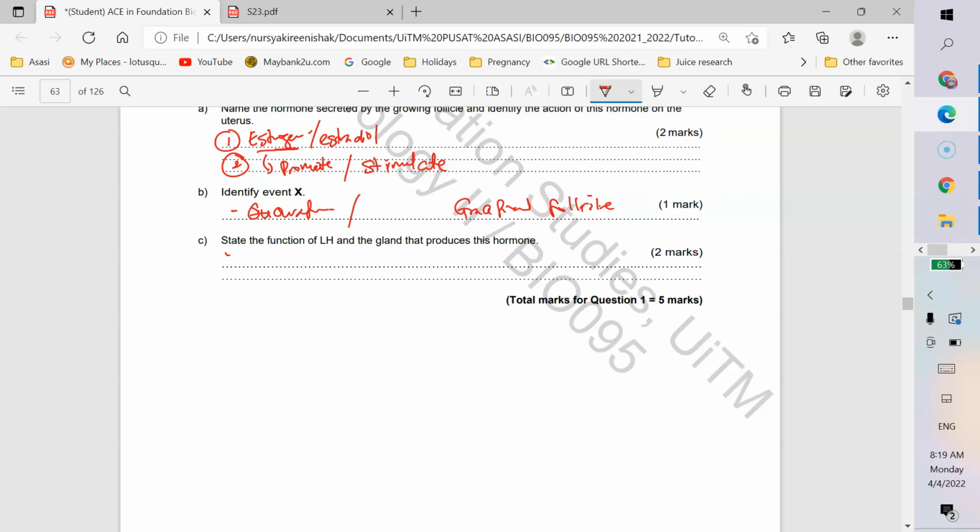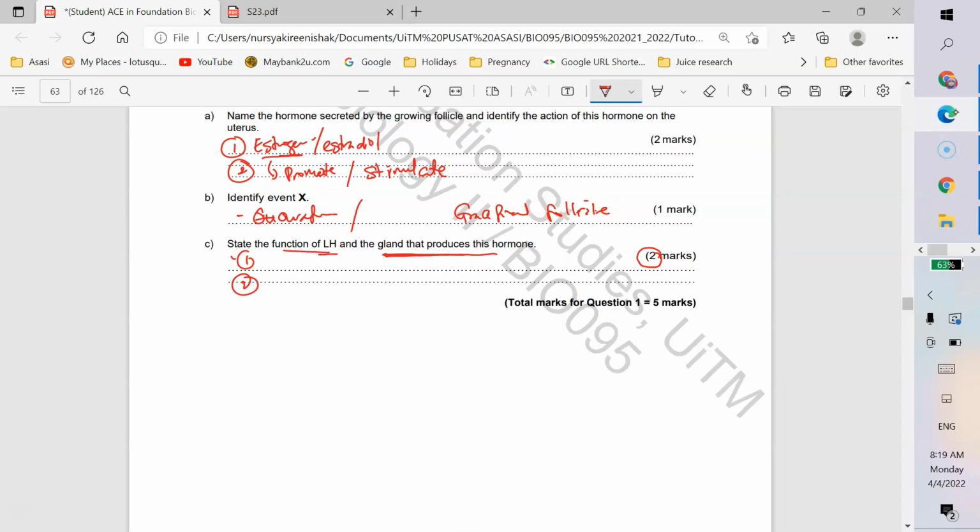Okay, it says here, state the function of LH and the gland that produces the hormone. Okay, so this question is worth 2 marks. So we are going to look at the gland first. The gland that produces the hormone LH is anterior pituitary. So that is 1 mark. For the second point adalah you explain on the function of the hormone LH, which is to trigger ovulation, ataupun aids follicle stimulating hormone or FSH to stimulate follicle growth, ataupun it trigger the development of corpus luteum.